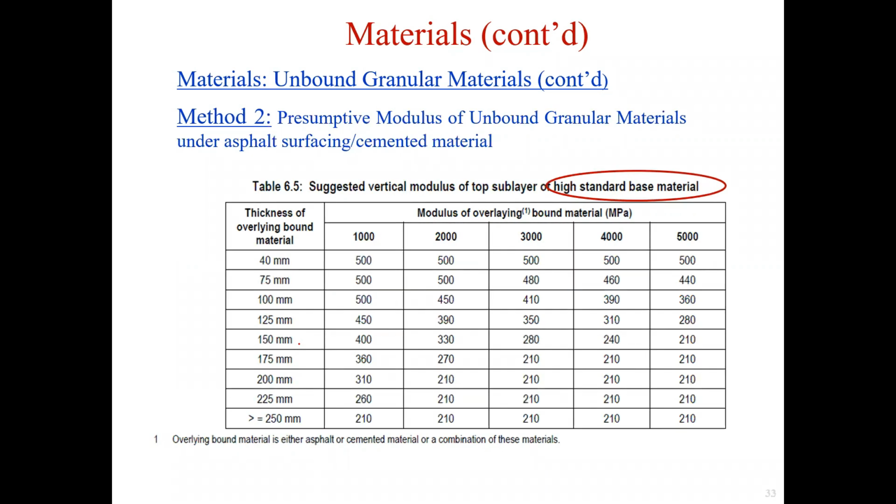This table contains the suggested vertical modulus of the top sublayer of high standard base material. If we know the thickness of the overlying bound material, for example, 100 millimeter, and the modulus of overlying bound material, for example, 3000 megapascal, then the vertical modulus of the top sublayer of high standard base material is 410 megapascal.